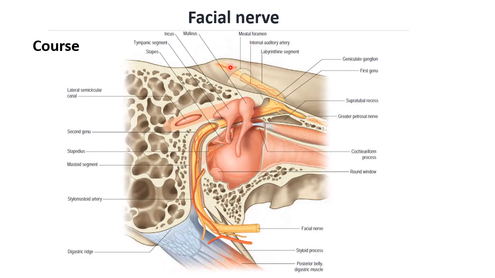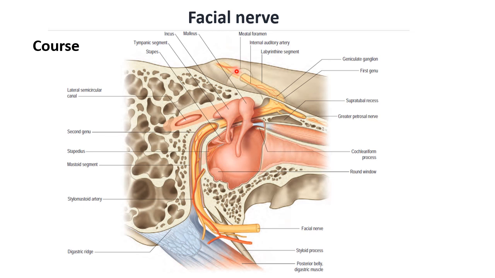The facial nerve arises from the hindbrain and exits it at the pontomedullary junction. It again consists of two roots, a motor root and a sensory root, which is known as the nervus intermedius. Both these roots enter into the internal acoustic meatus along with the vestibulocochlear nerve and a labyrinthine artery, which is a branch of the anterior inferior cerebellar artery.